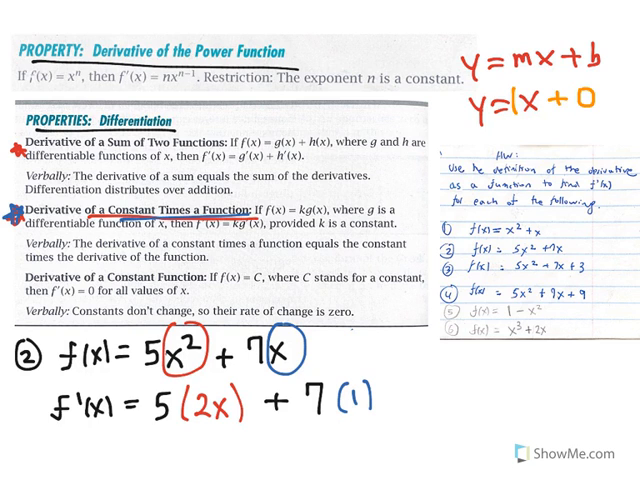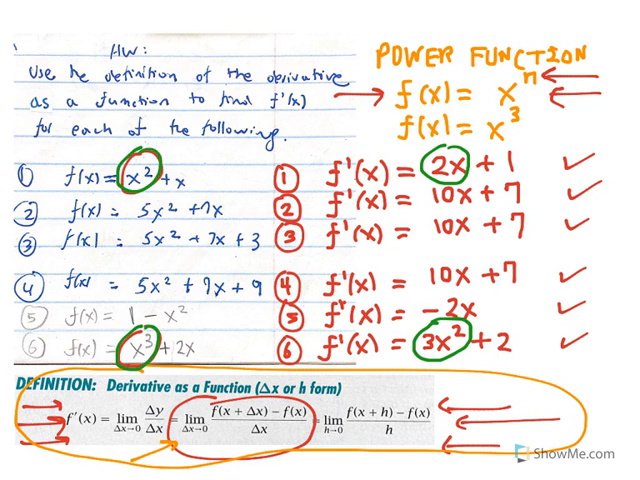So the derivative of the function f of x would be f prime of x. You have 5 times 2, which is 10, so you have 10x plus 7. And that's what we found for number 2 when we did our homework last night. Here is number 2 from the homework last night, and of course you can use the same rules that we learned about to do number three.